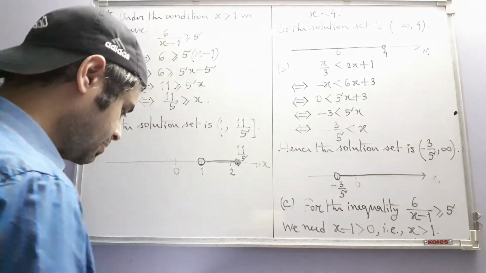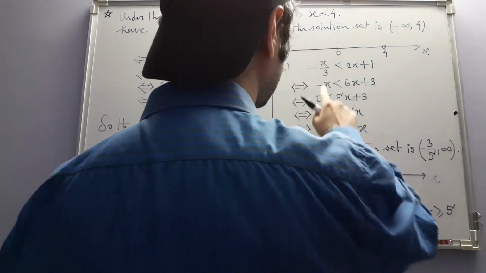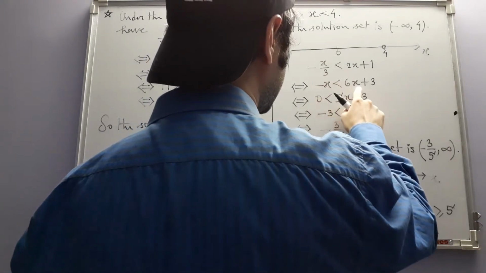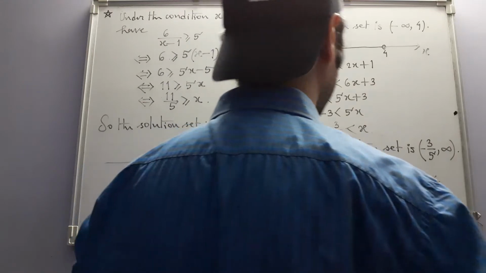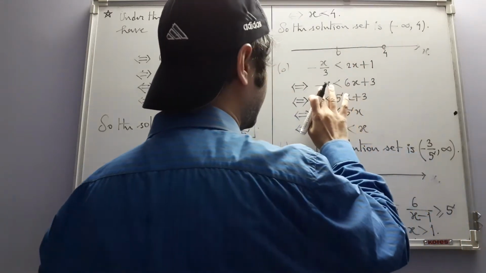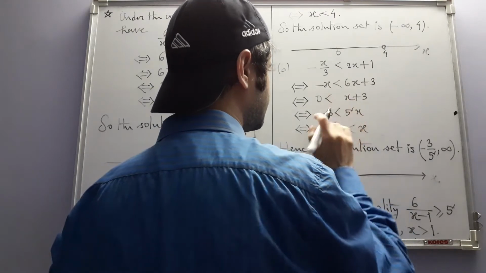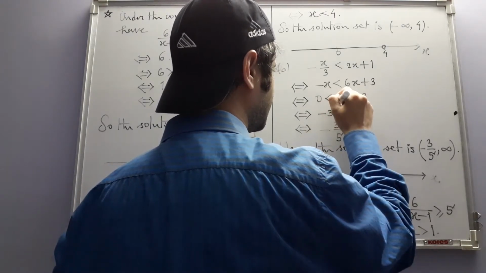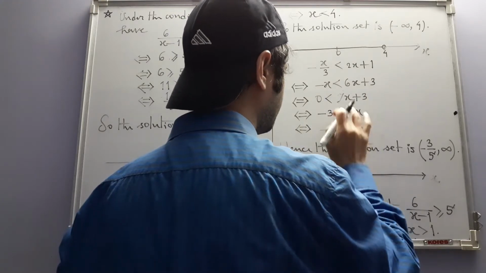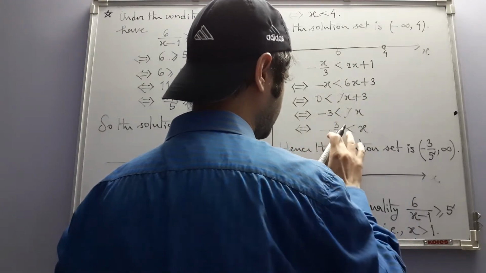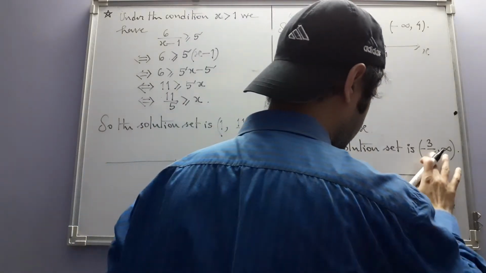Have I made a mistake here? It is 6x plus 3. So I had to add x on both sides. So this is not 5x, this is 7x. Sorry about this. Minus 3 by 7.